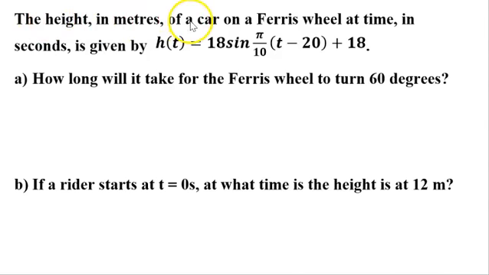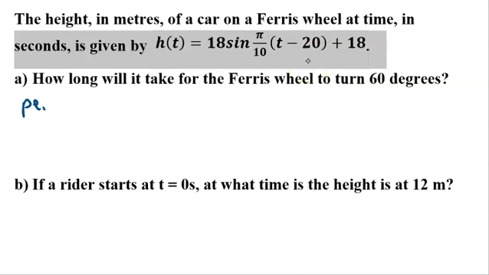We have the height in meters of a car on a Ferris wheel at time t in seconds given by this function here: h of t equals 18 times sine of pi over 10 times t minus 20, and all of this is in the sine function, plus 18. The first part of the question is, how long will it take for the Ferris wheel to turn 60 degrees? We can do that by looking at what the period is.